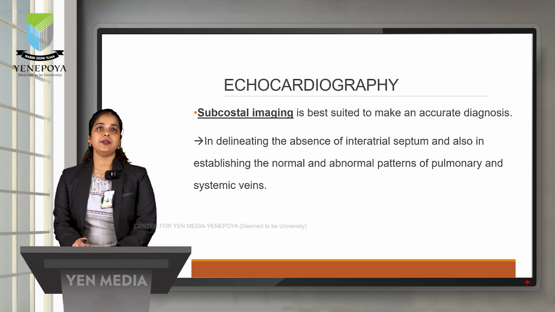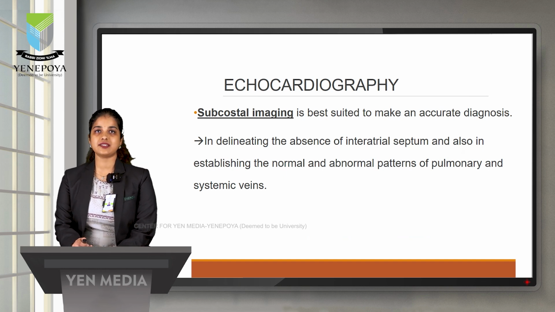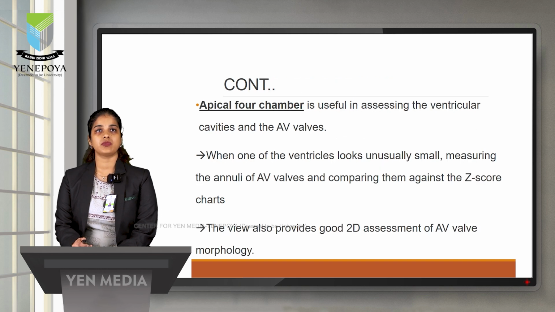So this X-ray is showing cardiomegaly, right atrial enlargement and right ventricular enlargement. Coming to the echocardiography, subcostal imaging is the best view for the diagnosis of common atrium. Here we can see the absence of the interatrial septum, and also the normal and abnormal patterns of pulmonary and systemic vein connections. In the apical 4-chamber view, it is very useful in assessing the ventricular cavities and the atrioventricular valves, because as part of the criteria to diagnose common atrium, the cleft anterior mitral leaflet should be present. That condition can be diagnosed in this view.